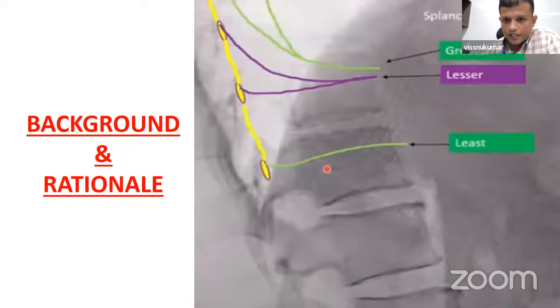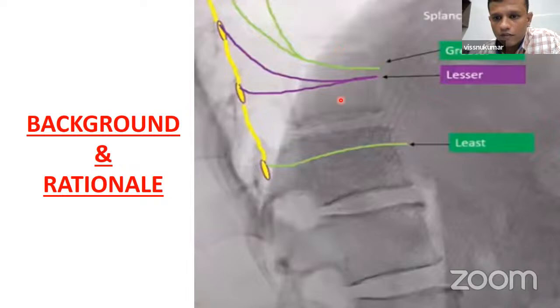From T5 to T9, the greater splanchnic nerve is coming like this from posterior to anterior, and the lesser splanchnic nerve from T10 and T11, they are joining at the level of the T11 vertebra, and it is fixed. And now the T12 least splanchnic nerve is coming here. Now what I'm going to do is a radio frequency ablation. I'll tell you what radio frequency ablation is later. By this image, you can see that once you keep your needle here and burn the tissues, obviously you can target both these nerves. And then I give alcohol and it is going to cover this nerve also.